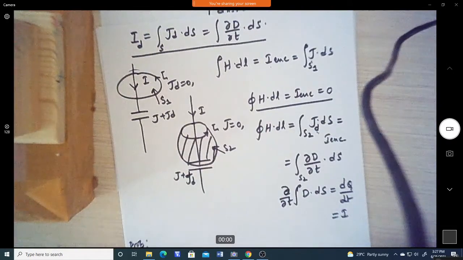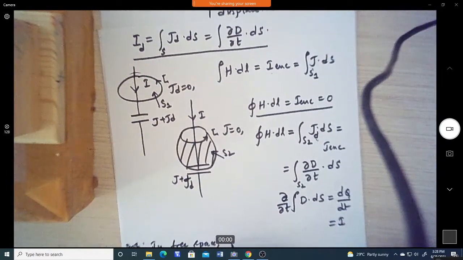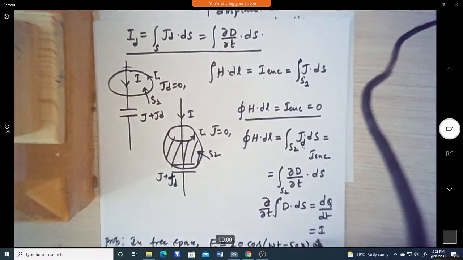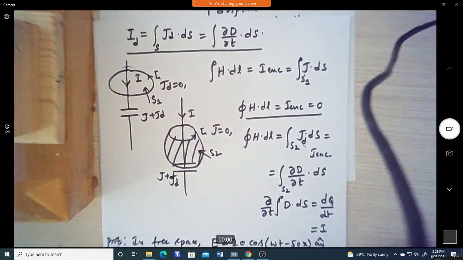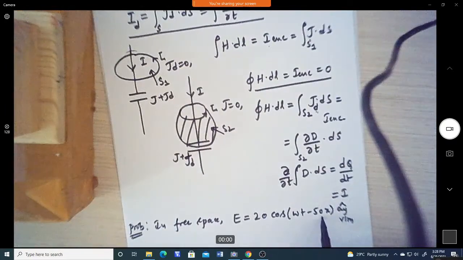We have in free space E which is equal to 20 cos of omega t minus 50x in the direction of AY volt per meter. So this is what in free space E is given. It is only a variation with respect to x, you can see here, so that is very important, and it is time varying.